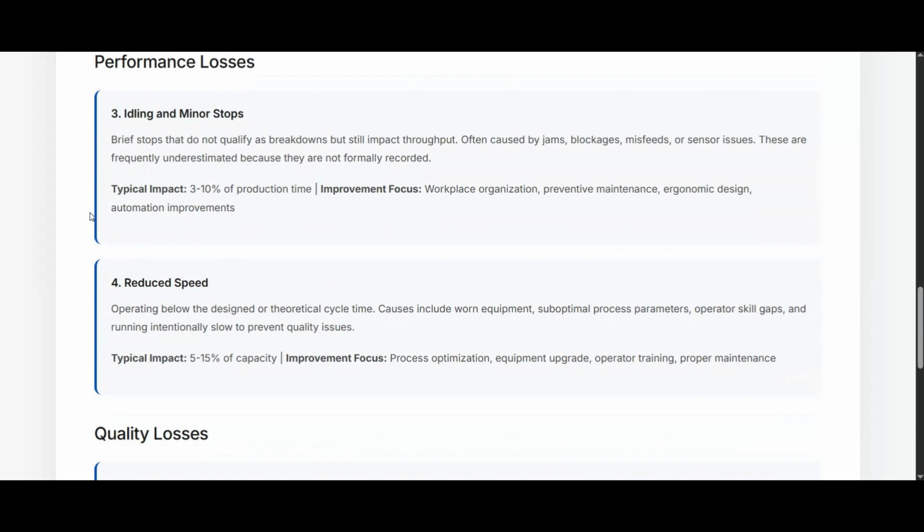Next, we move into performance losses, another important topic. The first one here is idling and minor stops. These are small interruptions like a material jam, a misfeed, or a sensor problem that don't qualify as full breakdowns but still reduce throughput. Because they are short and frequent, they often go unrecorded and underestimated. They can take away around 3 to 10% of production time. To minimize this, good workplace organization, preventive maintenance, and small automation improvements make a big difference.